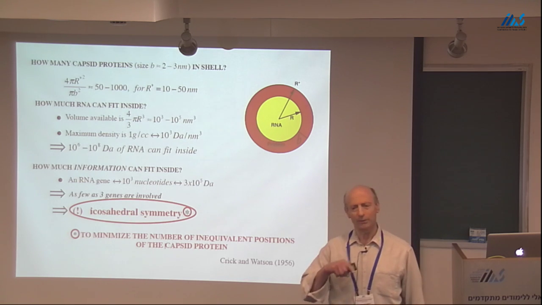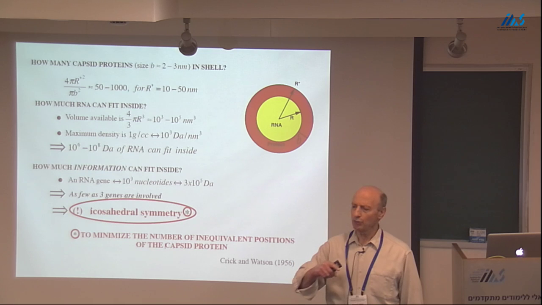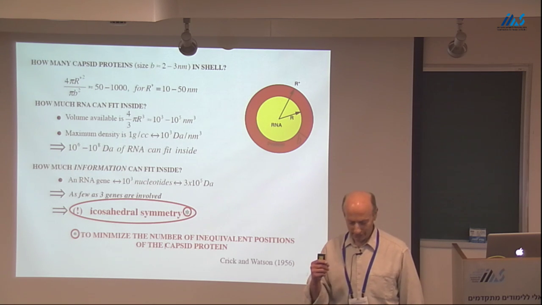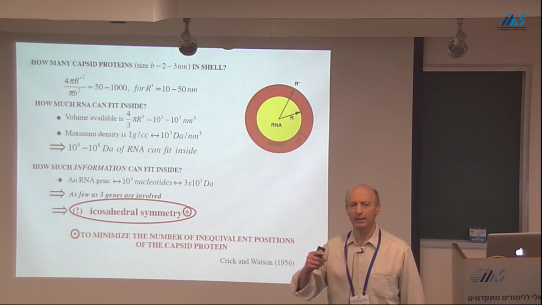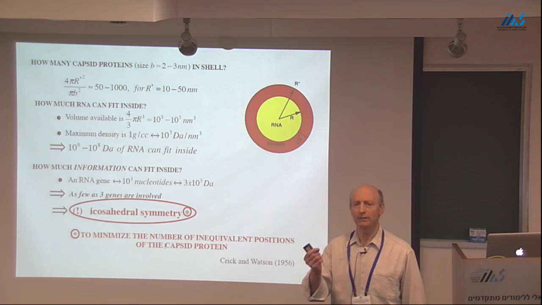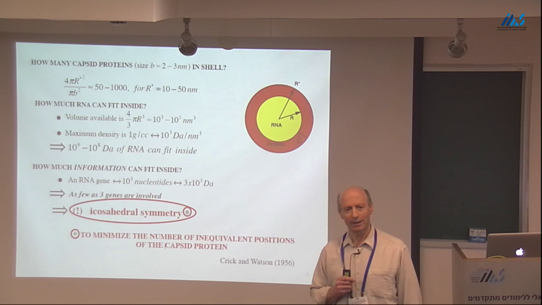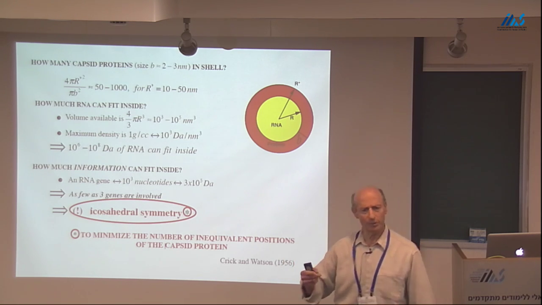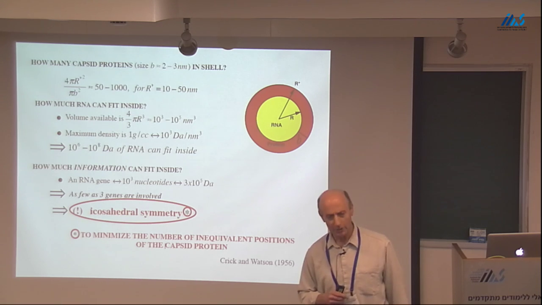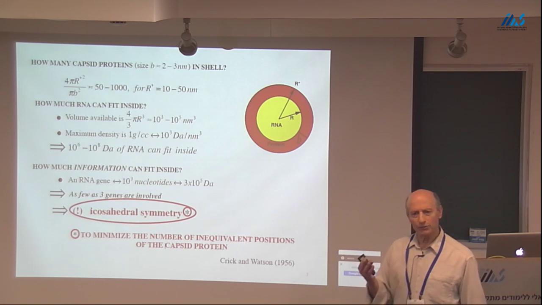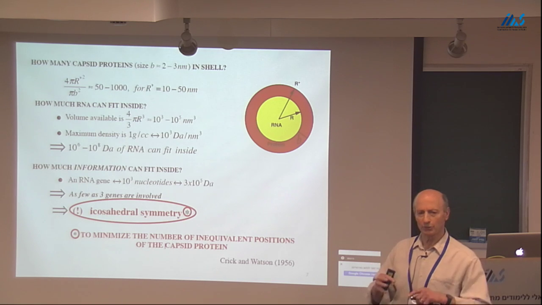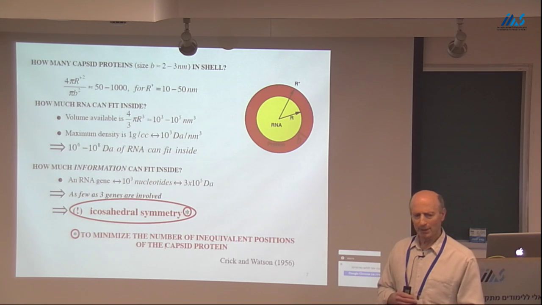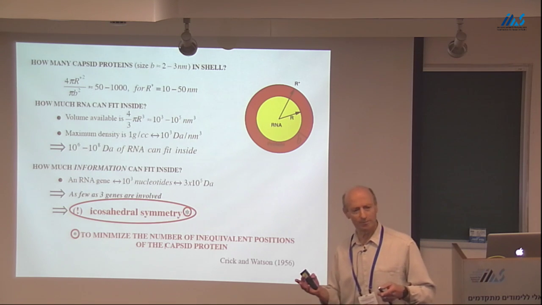And then the question was, since they're identical proteins, how can you have as many of those gene products as possible in the minimum energy environment? In other words, you want them to have the same nearest neighbors, next nearest neighbors, and so on, to have the most stable shell. And that raises the question, how many equivalent positions can you have on the surface of a sphere? Turns out there's a maximum. It's not obvious, but it's 60.